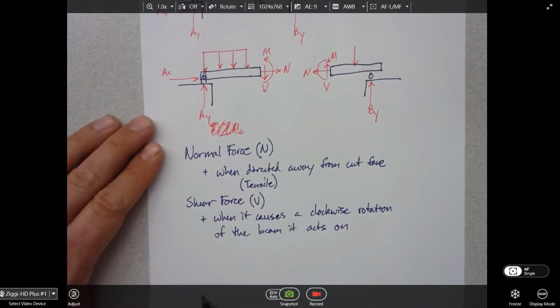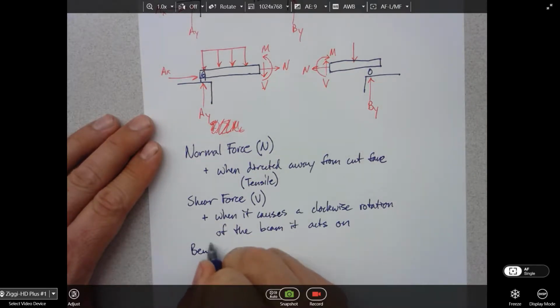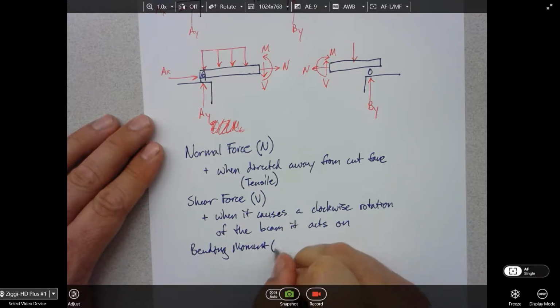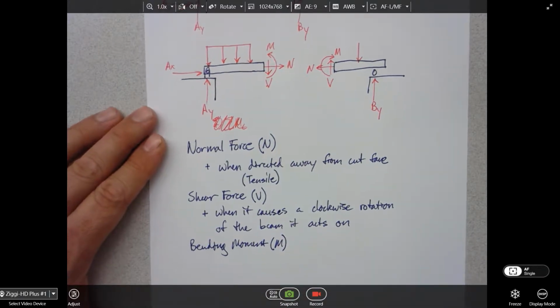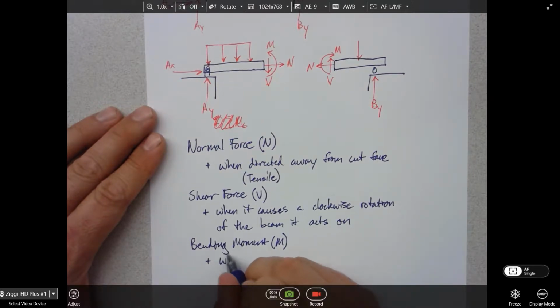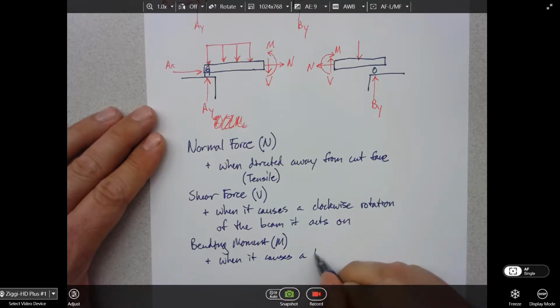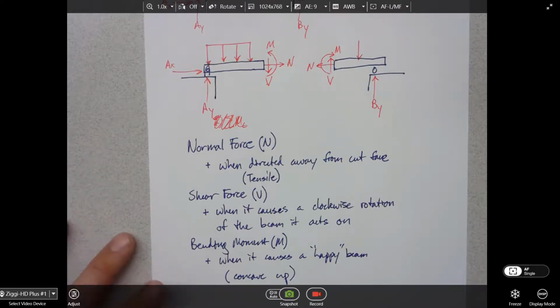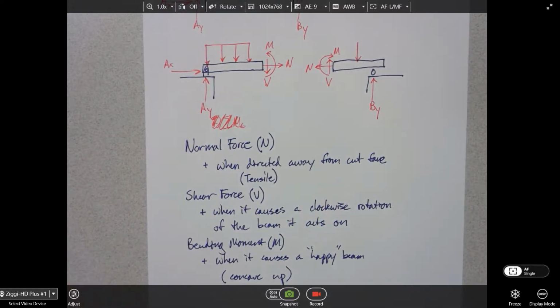All right? Then the last one is what we call a bending moment. That we've denoted here as M. And it's positive when it causes a happy beam. And by that, I mean concave up. Right? Turn that frown upside down. Okay?